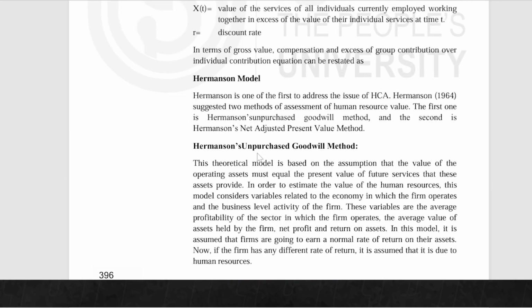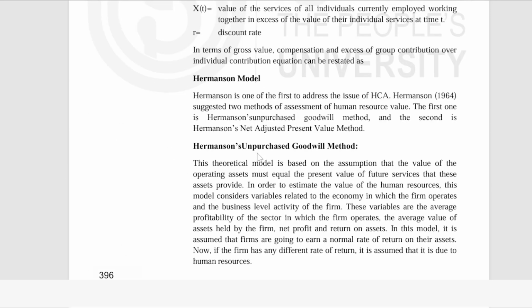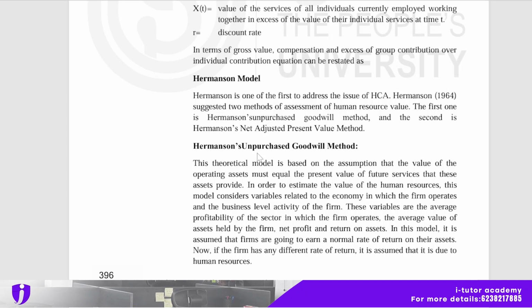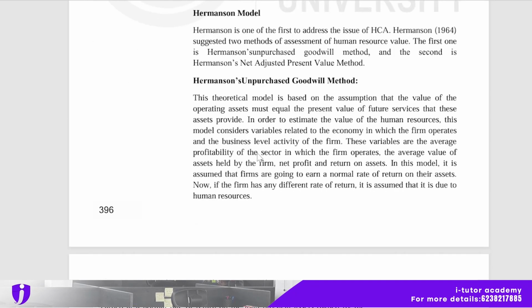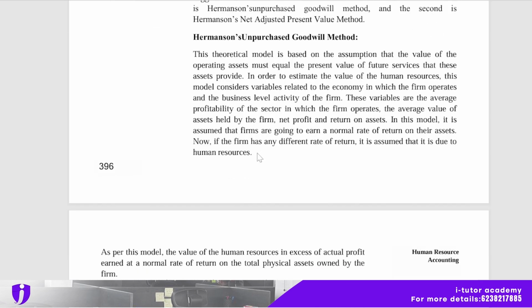And the Hermanson model. Hermanson was one of the first to address the issue of HCA and suggested two methods of assessment of human resource value. The first one is Hermanson's unpurchased goodwill method, and the second is Hermanson's net adjusted present value method. In the unpurchased goodwill method, this theoretical model is based on the assumption that the value of the operating asset must equal the present value of future services that these assets provide.